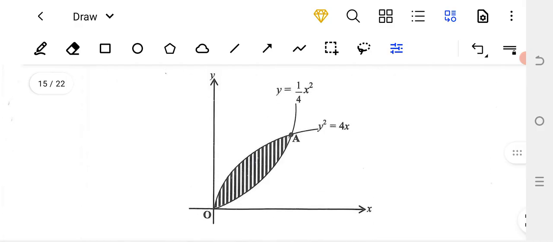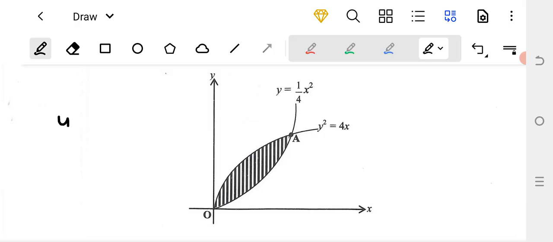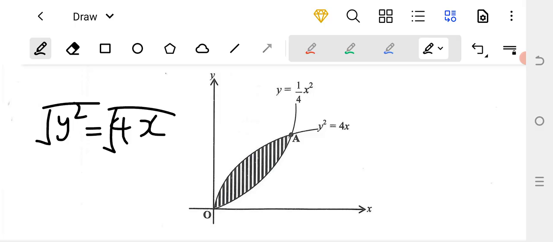Which means I'll say my y1. So first of all, you have your equation y squared is equal to 4x. We'll just apply the square root to both sides. So you're going to say y is equal to square root of 4x, like that.